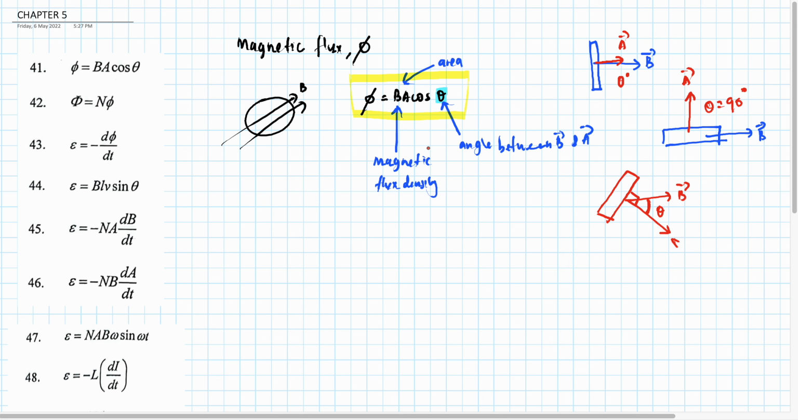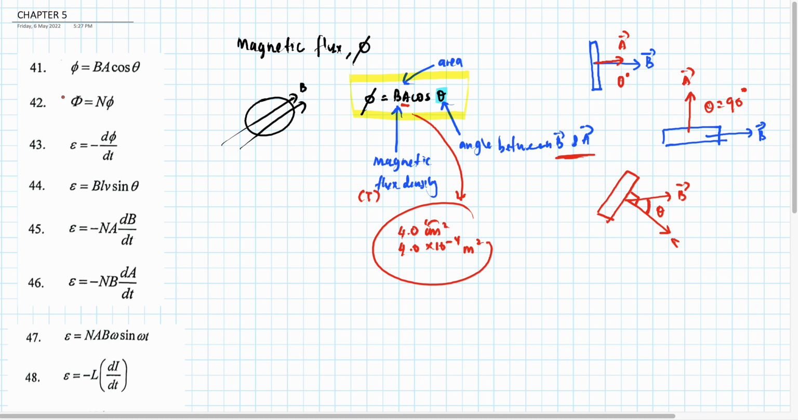Then make sure your area is in meters. For example, if given 4.0 cm squared, don't forget to convert. When we convert, it becomes 4.0 times 10 to the power of negative 4 meter squared. That is for the area, so make sure it is in meter squared. Your magnetic flux density has the unit Tesla, so if it is milli Tesla, you have to convert it. Most importantly, check your angle between vector B and A.